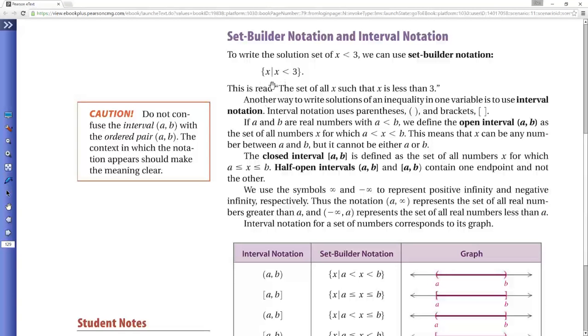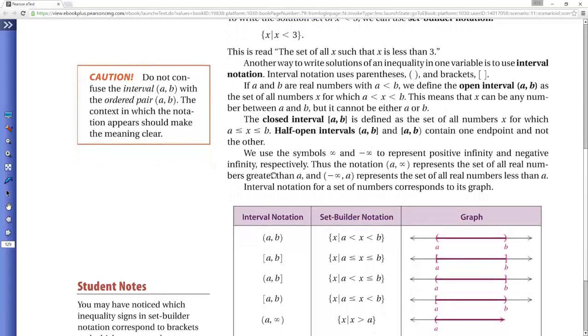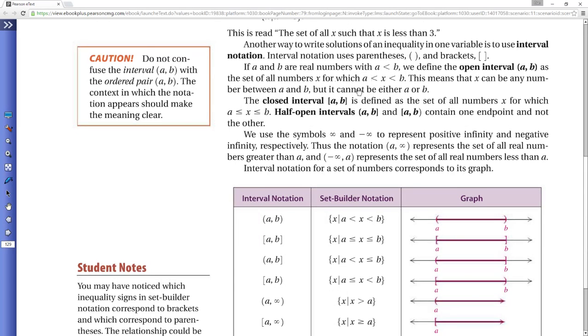Here's set builder notation, and how this reads is the set of x such that x is less than 3, or all values for x such that the values for x are left of 3 on a number line, if I want to interpret that a different way as far as trying to get a visual of what that means. But that set builder notation we're going to use a lot. And then this interval notation is something new.